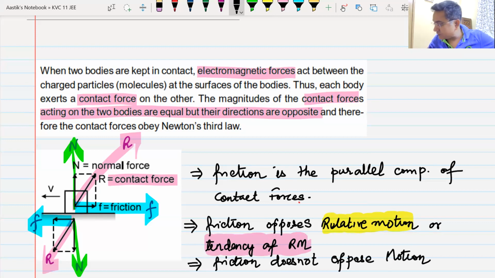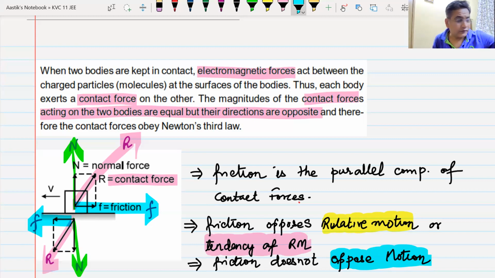In fact, it is because of friction that motion is possible. You are writing on the book, I'm writing on this pad. It is only possible because of friction between this writing pen and the surface. If there is no friction, I would not be able to write. If you are on an ice slab and you try to walk on it, you will not be able to walk, you will slip because there is no friction for you to walk. Friction does not oppose motion.